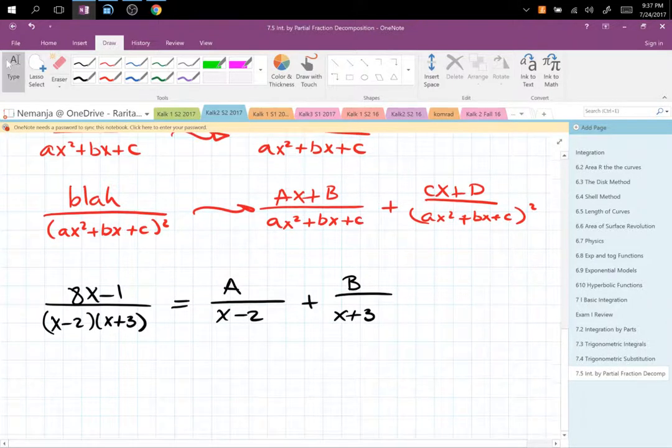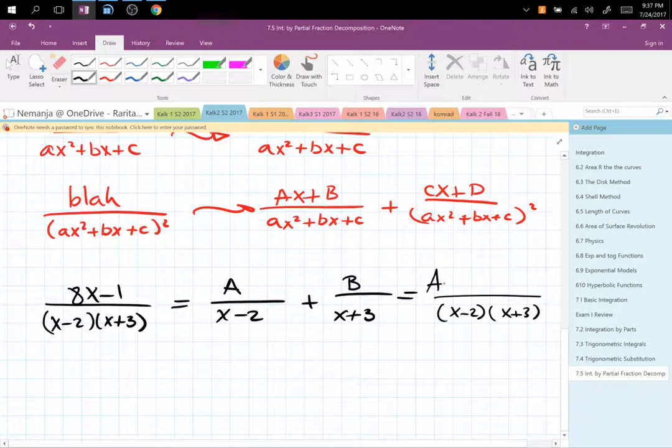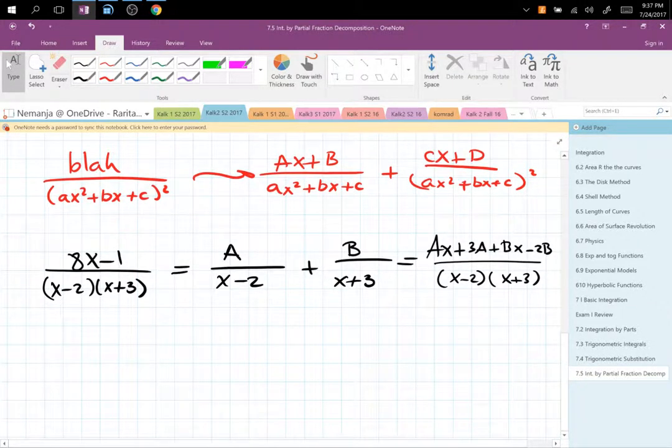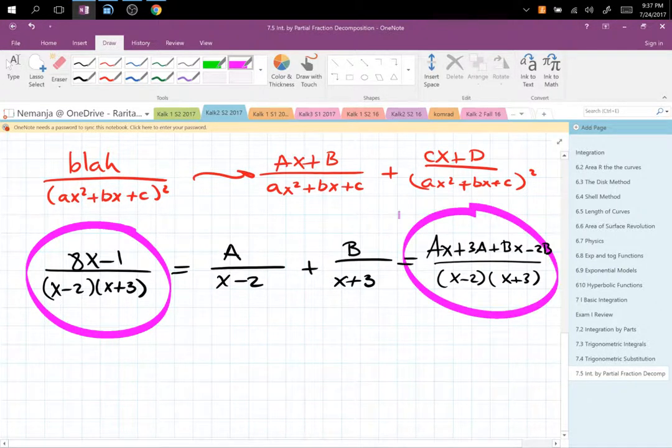Now, the only thing that I can do here is to add these two fractions, which means common denominator, which means multiply everything. And now, if you compare the first fraction and the last fraction, note that they are the same, right? Because there's an equal sign in between. And note they have the same denominator, which means that the numerators must be the same.